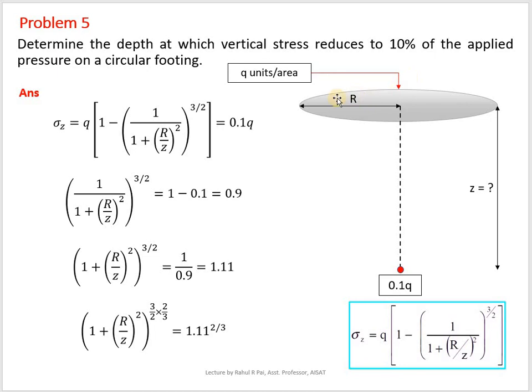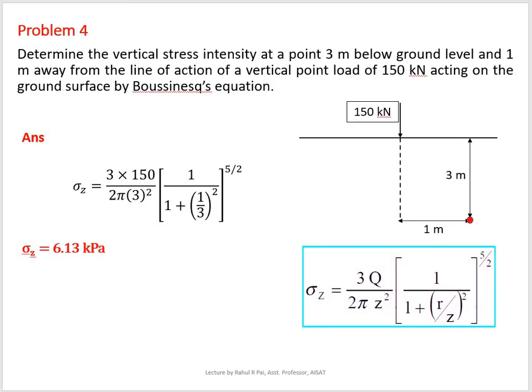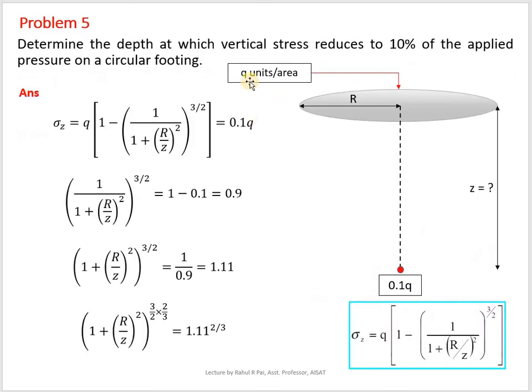So for a circular footing, full area pressure is applied, that is q units per area, small q. A point load is represented by capital Q, and when the load is spread over an area, it is indicated by small q. So don't mix up capital Q and small q.